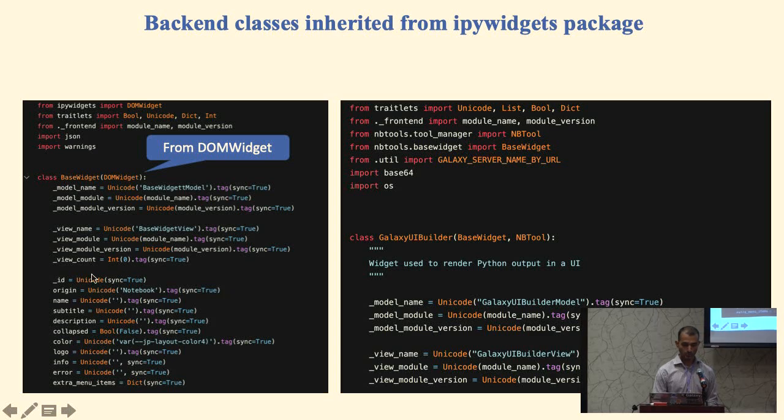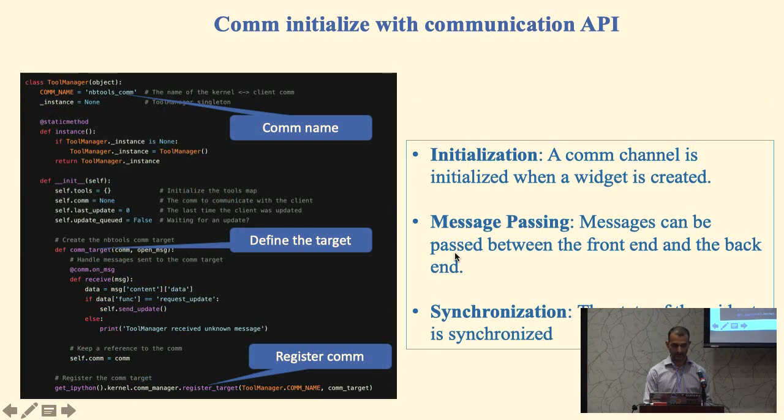Apart from that, you also define some kind of threadlet which actually handles your data and is responsible for sending your data as a JSON object from the backend to the front end. So here we define a Galaxy UI builder class, which interacts with the Galaxy-based API and tries to fetch all the components.